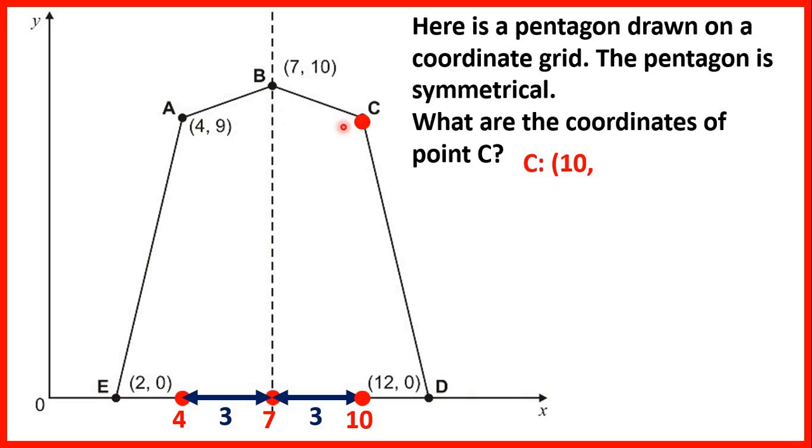So now let's look at the y-coordinate. We can see that point C is in line, or horizontal, to point A, and that has a y-coordinate of 9. So the y-coordinate for point C will be 9 as well. So point C has the coordinates 10, 9.